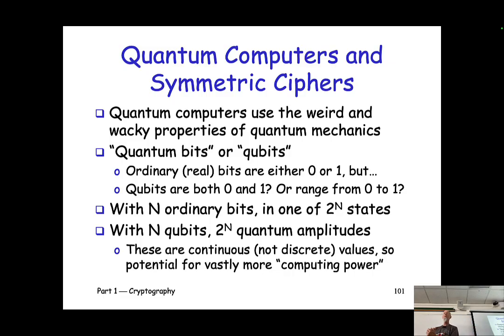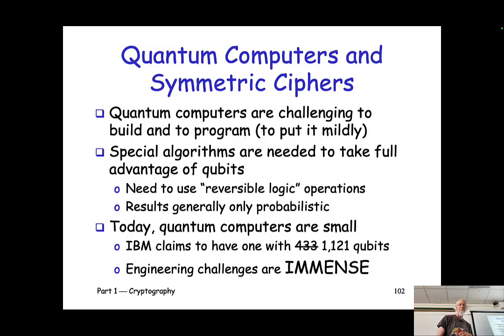Okay, so there's some potential here for really fantastic computing results. You can just have a huge number of states, but there are all these weird properties of quantum mechanics. If you observe, the state collapses and you lose everything, all kinds of weirdnesses like that. So anyway, you have these 2 to the n quantum amplitudes, which give you a huge number of possible states. All right, so there's some potential to do a lot of very powerful computing with relatively small numbers of qubits.